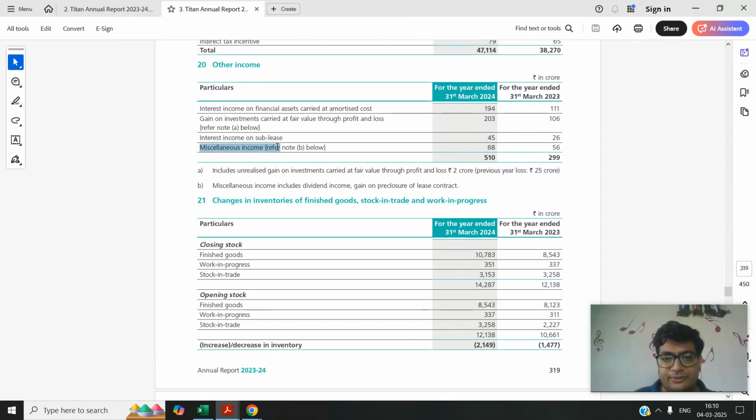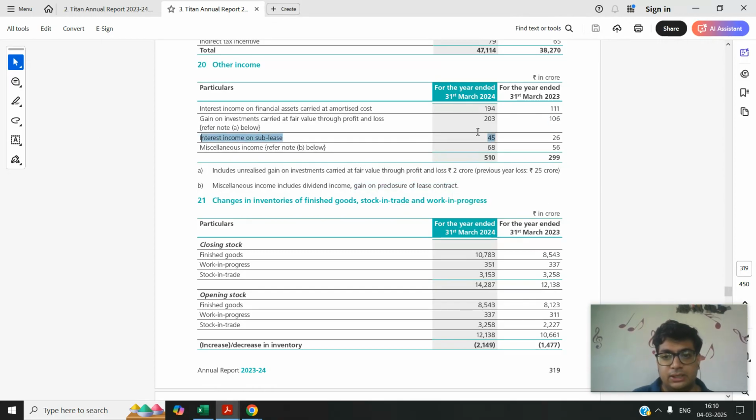So first of all, you have miscellaneous income amounting to 68 crore. And what does miscellaneous income include? Dividend income, gain on pre-closure of lease contract. So dividend income we saw XYZ Limited also had that. Bank interest XYZ Limited also had. Titan Limited entered into some lease contract, and perhaps the other guy or Titan, they just prematurely ended that lease. So Titan did end up saving some money on it, and that will go here.